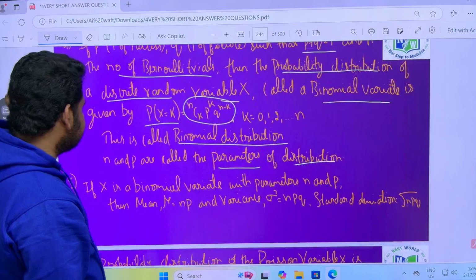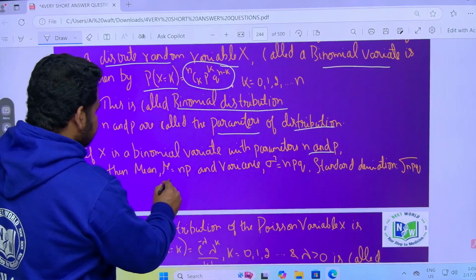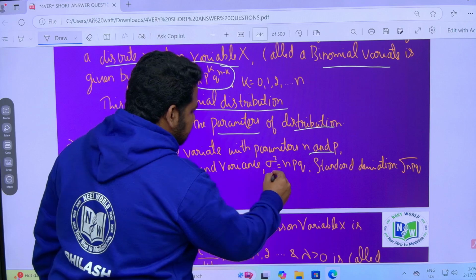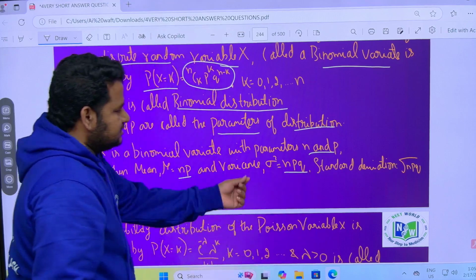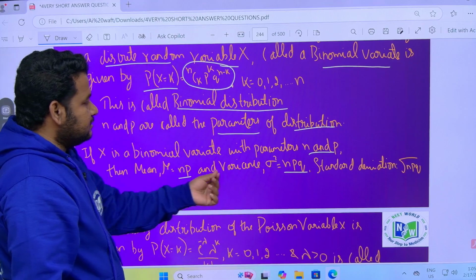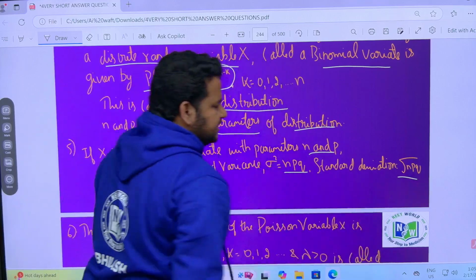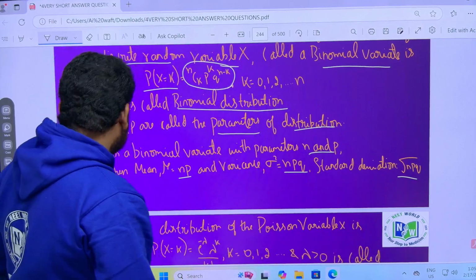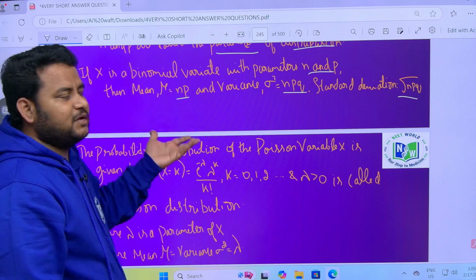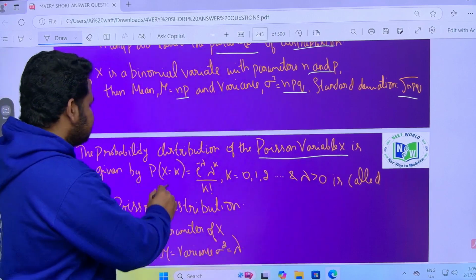If X is a binomial variate with parameters n and p, then the mean is given by np, and the variance sigma square is given by npq. Got it? Mean is np, sigma square is npq. Then the standard deviation is the square root of variance. That's it. Till now we learned about the binomial variate. Now we are learning about Poisson's variable, where the probability distribution is given by P of X equal to k.